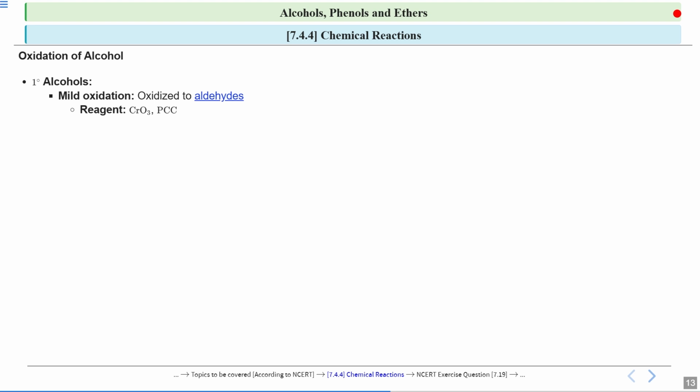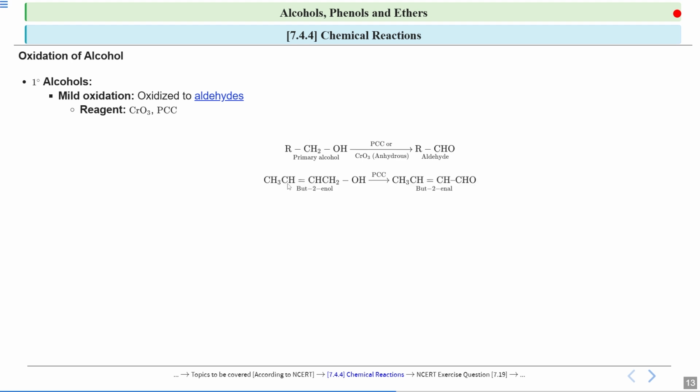So here the reagents are CrO3 and PCC. PCC is pyridinium chlorochromate. There is one pyridine, CrO3 and HCl in PCC, that is pyridinium chlorochromate. So if this is a primary alcohol and we are using the mild oxidizing agent PCC or anhydrous CrO3, it will oxidize it to aldehyde. See, the aldehyde group, the CHO group, is here.